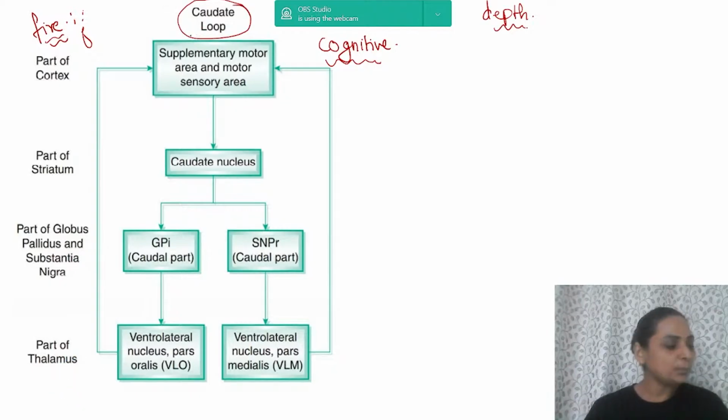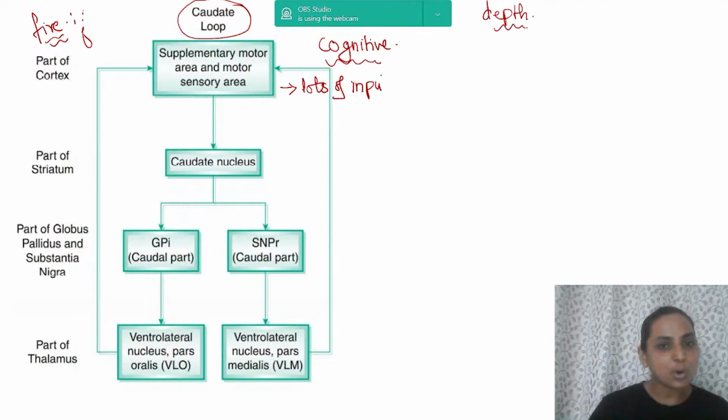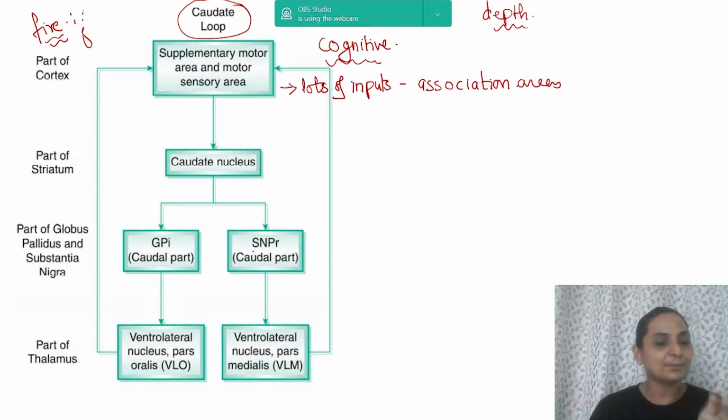How is this caudate loop? This caudate circuit receives inputs from the supplementary motor area, sensory area, and let me tell you, it receives lots of inputs from the association areas. Okay, so they are coming to the caudate nucleus. Again, globus pallidus internal segment and substantia nigra pars reticularis.